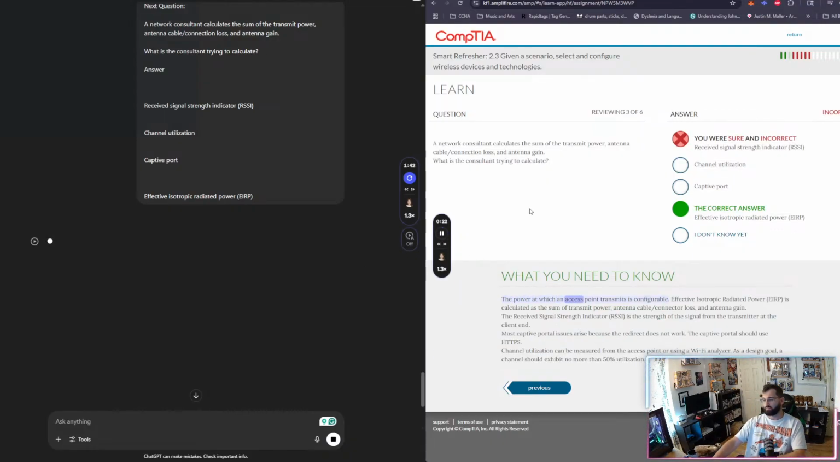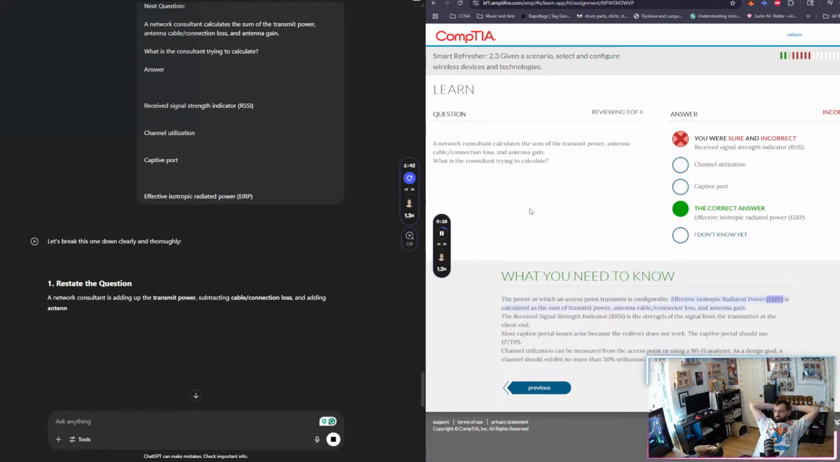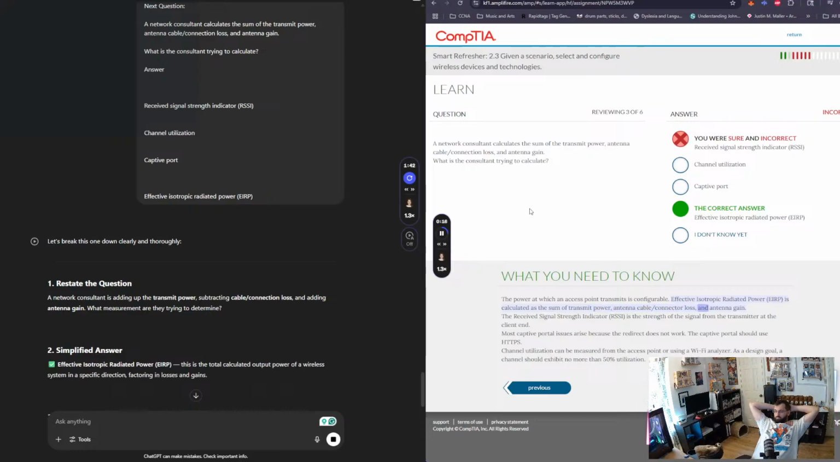The power at which an access point transmits is configurable. Effective isotropic radiated power, EIRP, is calculated as the sum of transmit power, antenna cable connector loss, and antenna gain. The received signal strength indicator, RSSI, is the strength of the signal from the transmitter at the client end. Most captive portal issues arise because the redirect does not work. The captive portal should use HTTPS. Channel utilization can be measured from the access point or using a Wi-Fi analyzer. As a design goal, a channel should exhibit no more than 50% utilization.